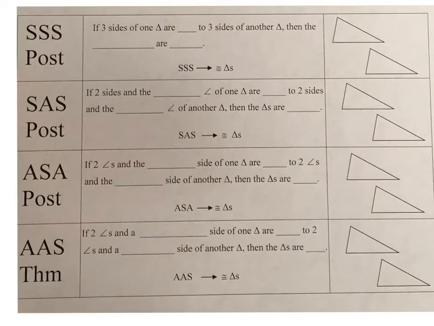So let's start learning those shortcuts for proving two triangles congruent. The first shortcut is a postulate called the side-side-side postulate. And it's called the side-side-side postulate because it says the following. If 3 sides of one triangle are congruent to 3 sides of another triangle, then that's enough to guarantee that the two triangles are congruent. All right? So let's mark that on this diagram over here.